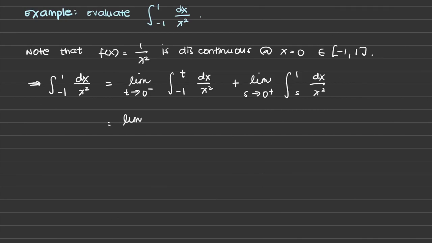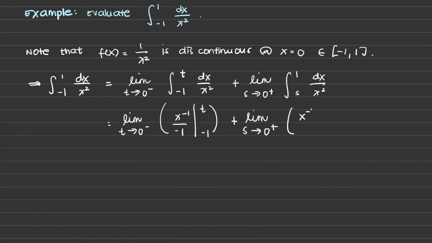So you have x to the minus 1 over minus 1 for both. And then yung first term will be limit as t approaches 0 from the left ng x to the minus 1 over minus 1 evaluated from negative 1 to t. And then yung second term will be the limit as s approaches 0 from the right ng x to the negative 1 over negative 1 evaluated from s to 1.